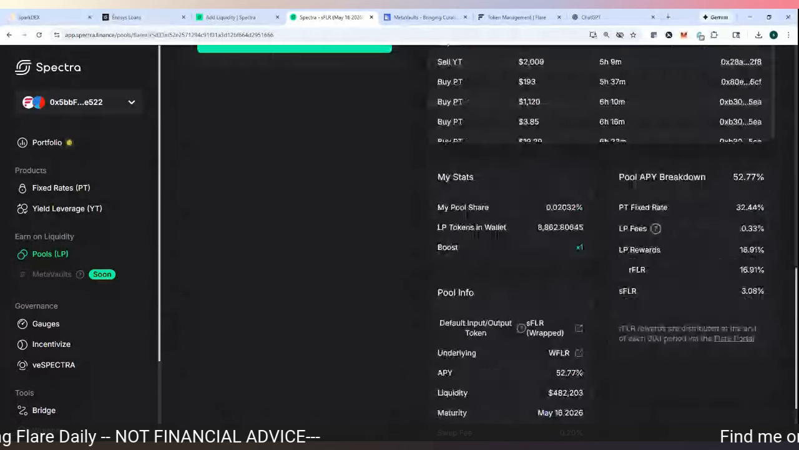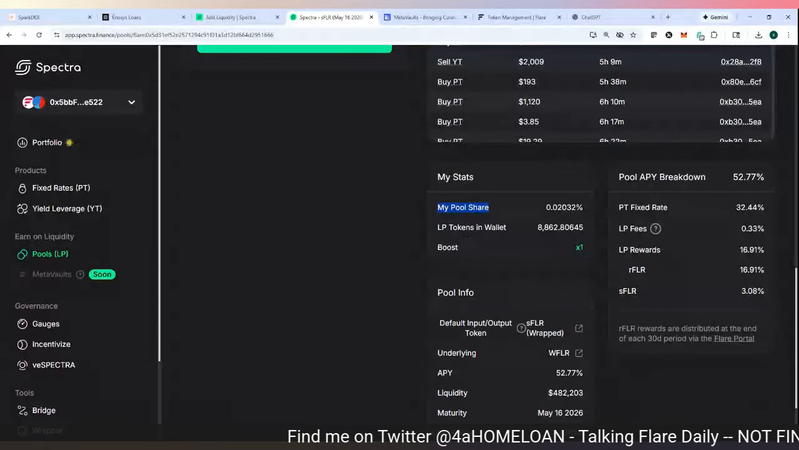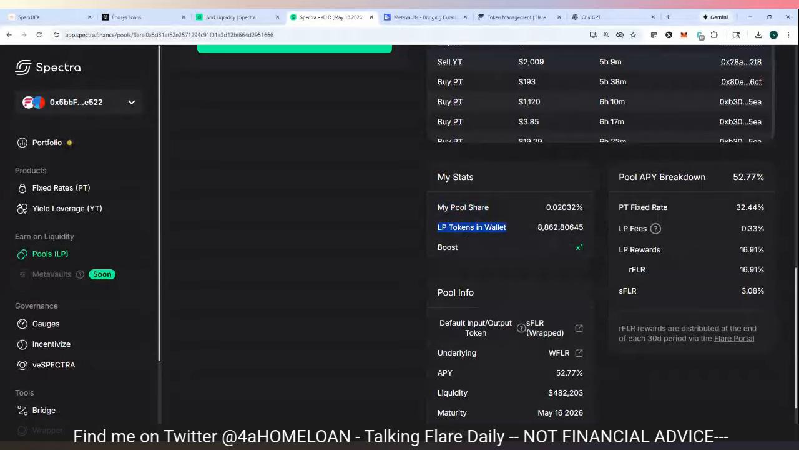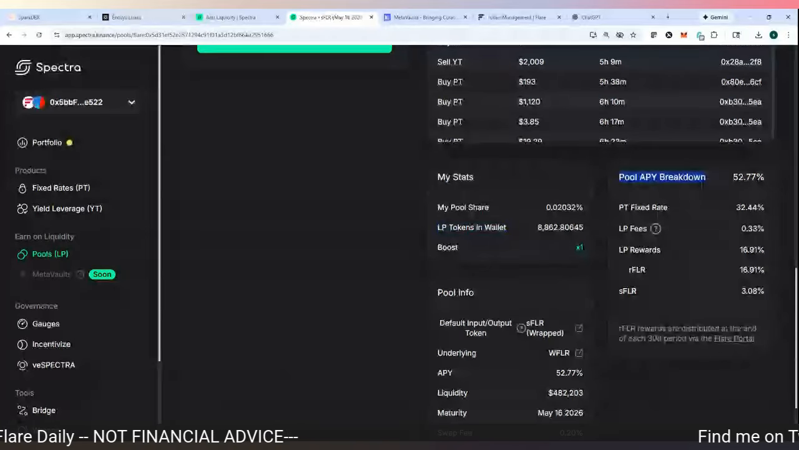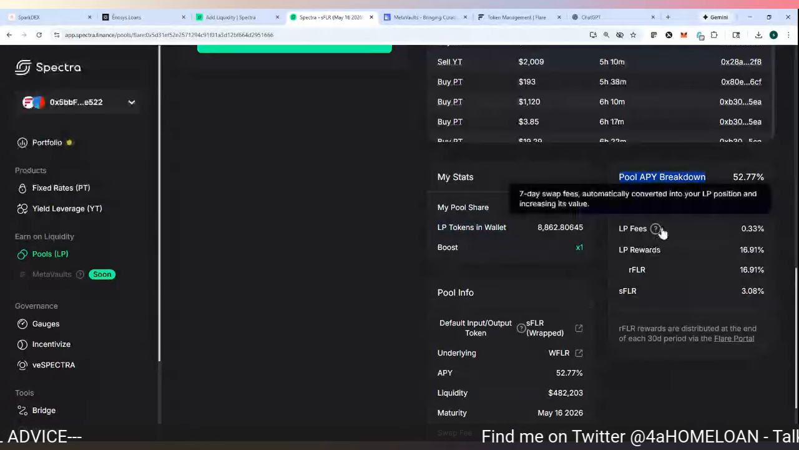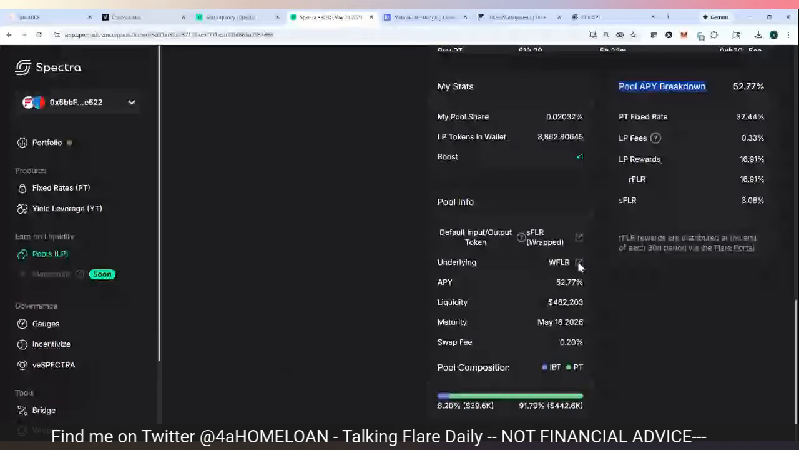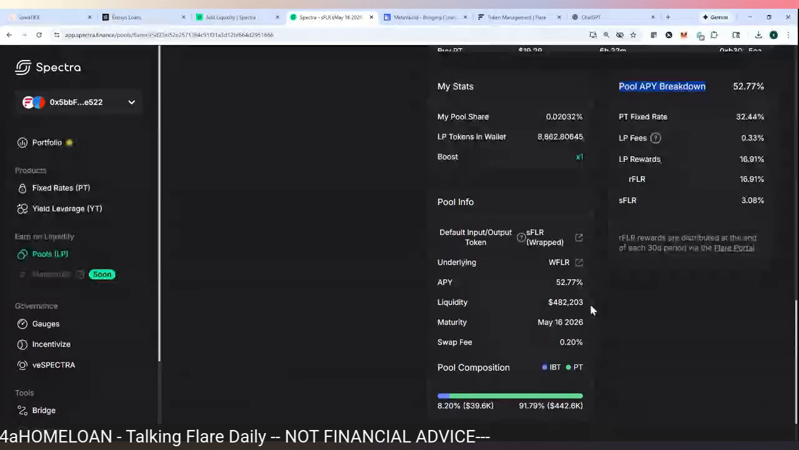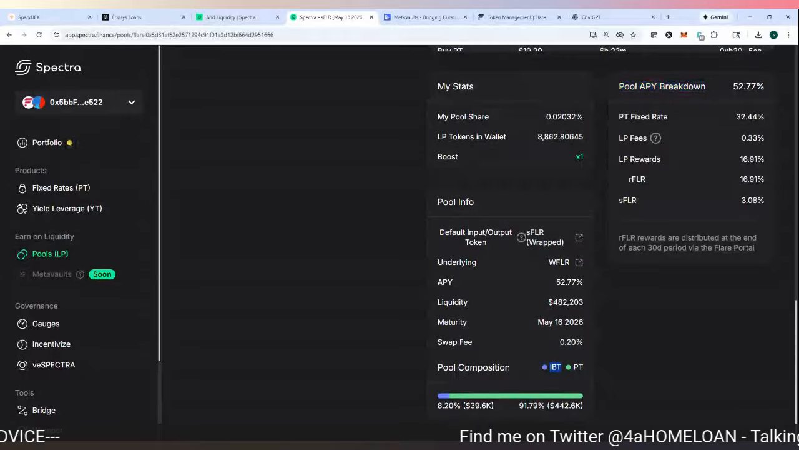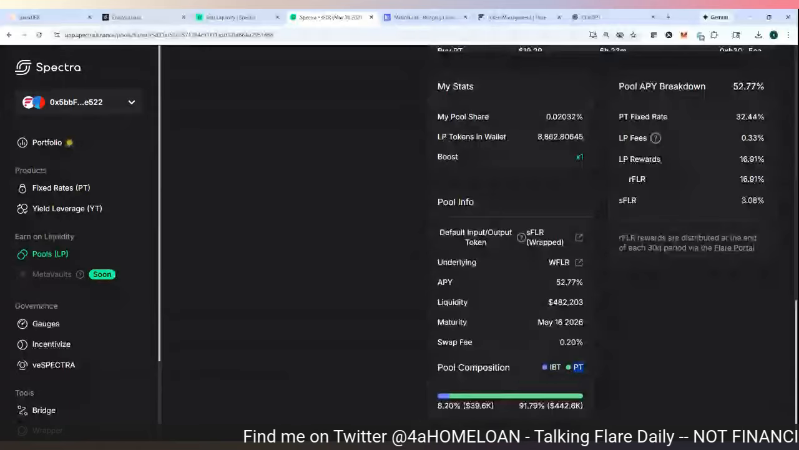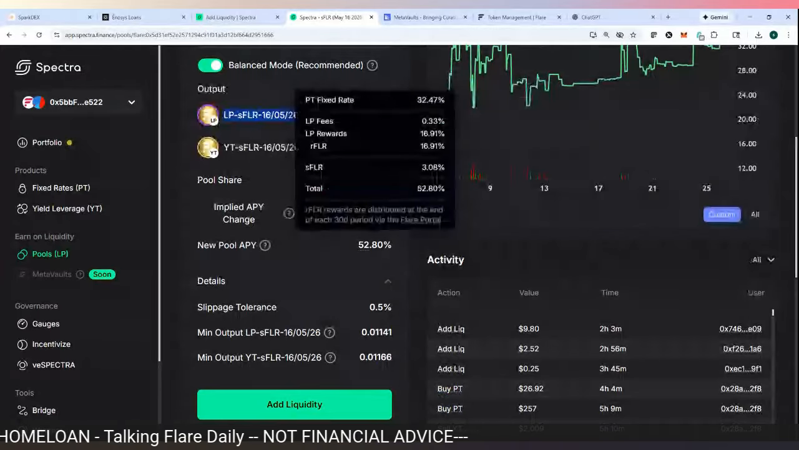All right. So I'm going to go ahead and add to the liquidity. Oh, down here before I do that, I already have my stats in terms of what my pool share is because I'm already in this pool. My boost is 1x based on what the platform is providing. Here's my current LP tokens in the wallet. I've got 8,862. And over here, it tells you the breakdown, again, for the APY. Same thing when I hovered over it, okay? And then here's the pool info, right? Wrap flare, APY, liquidity, maturity date, swap fee, and then it shows you what the pool is composed of. IBT, the interest-bearing token, which is sFLR, and the PT or YT. In this case, you see I'm getting sFLR and I'm putting in YT.